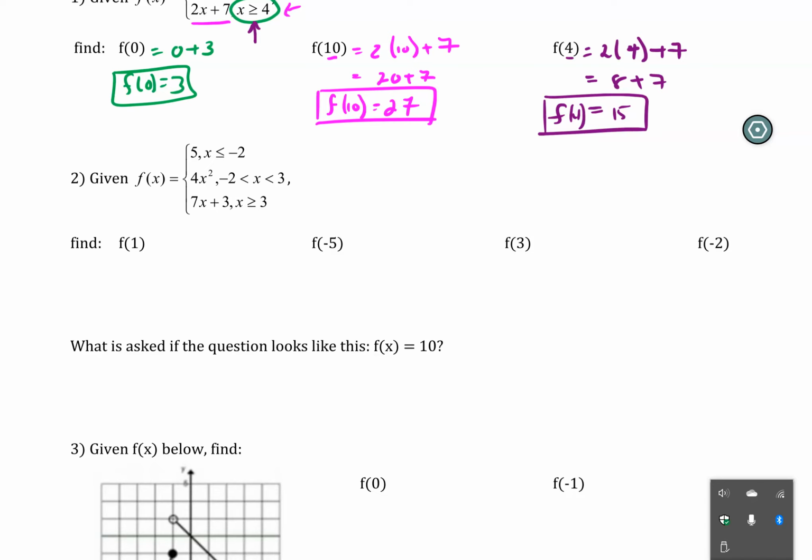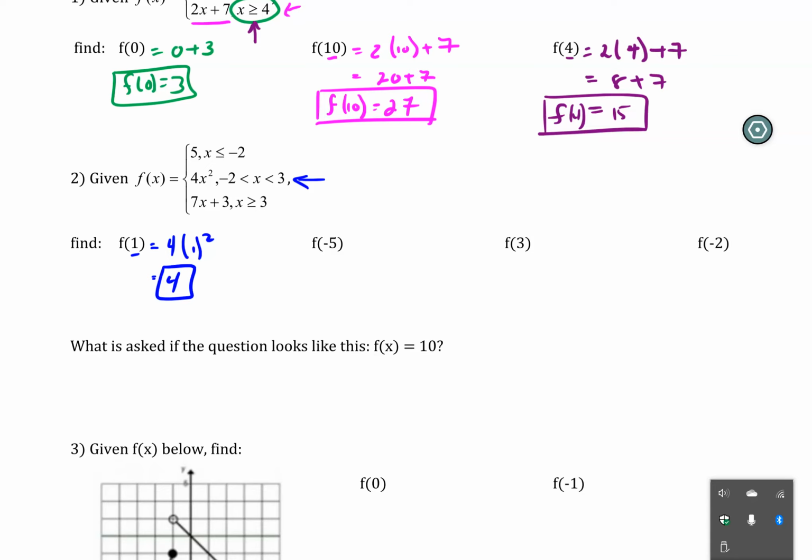All right, look at number 2. Same thing, just a little bit more involved. The first one here is f of 1. Where does 1 fall here? X is less than or equal to negative 2, then negative 1, 2, 3, and then x is greater than or equal to 3. So this first one is going to fit inside this portion, because 1 is between negative 2 and 3. So I'm going to plug that into the 4x squared part of my function. That means 1 squared is 1, so that's going to be 4.